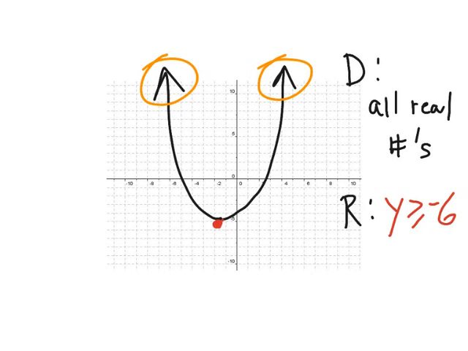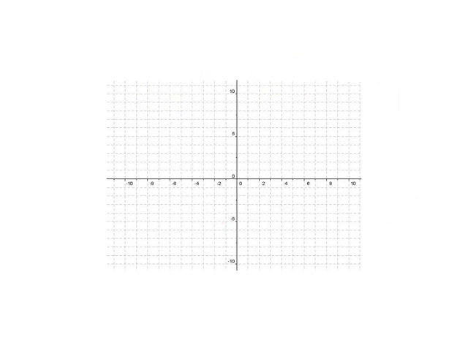All right, let me draw another picture here. How about this function? This is some weird function. Not sure what it is. Don't know what kind of equation it would come from, but there it is. It's a function. Why is it a function? It passes the vertical line test. Anywhere I draw a vertical line, it only hits the graph once.